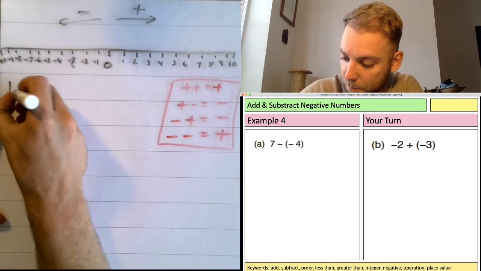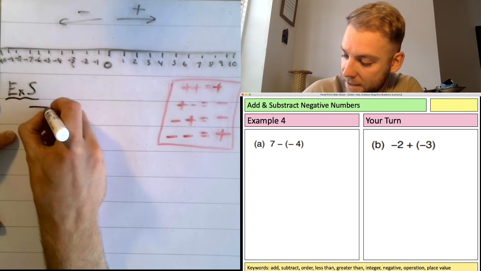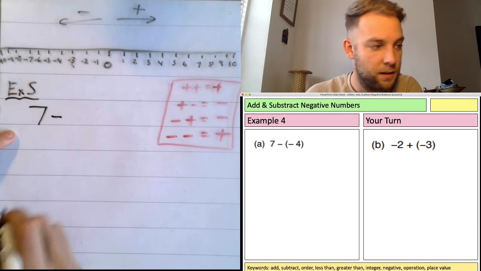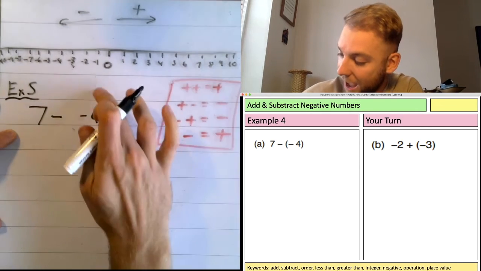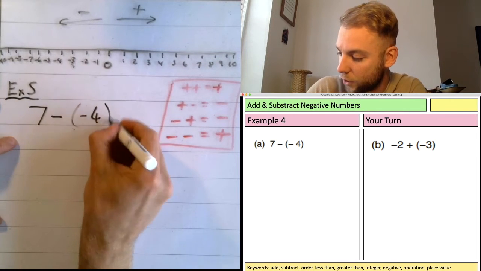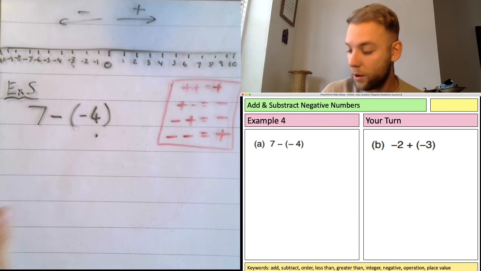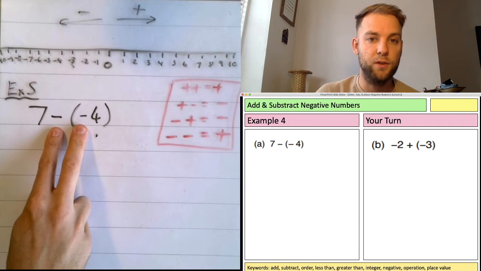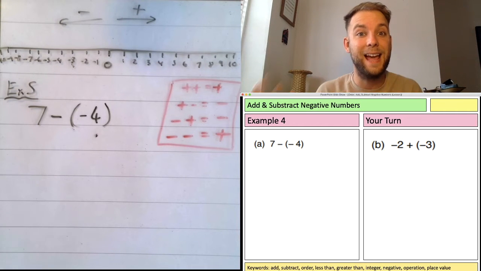So, example 5. Now, example 5 says 7 subtract, and don't worry about those brackets, negative 4. You don't actually have to have the brackets. It could just look like that. 7 subtract negative 4. Now we have got brackets, so I'm going to keep them in there. But the important thing is looking at these two next to each other. Here, I'm subtracting a negative value.